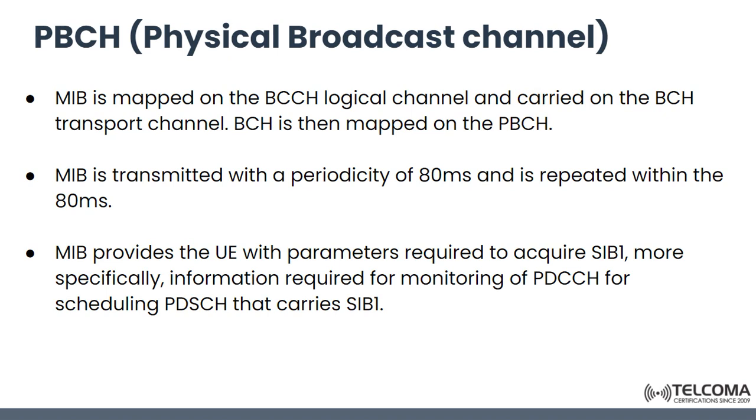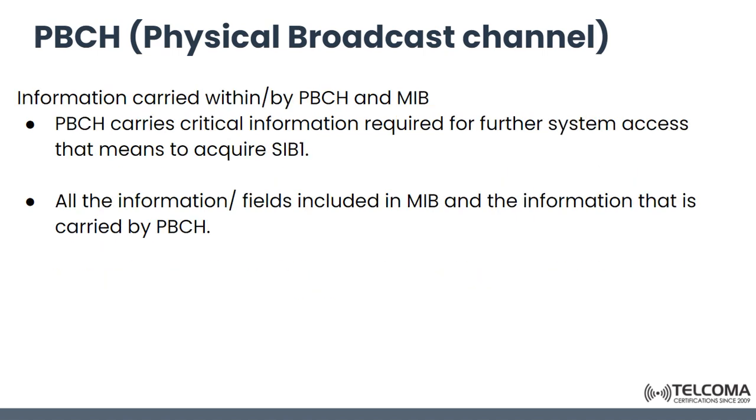The master information block is mapped on the logical channel BCCH and carried on the BCH transport channel. Then it is mapped on PBCH. It is transmitted with a periodicity of 80 millisecond and is repeated within 80 millisecond. It provides the UE with parameters which are required to acquire system information block 1, more specifically all the information required for monitoring of the scheduling that carries system information block 1.